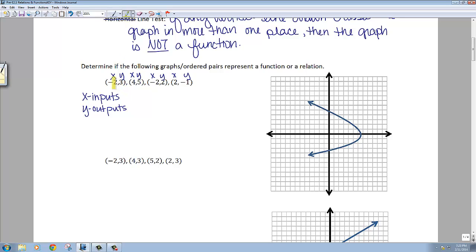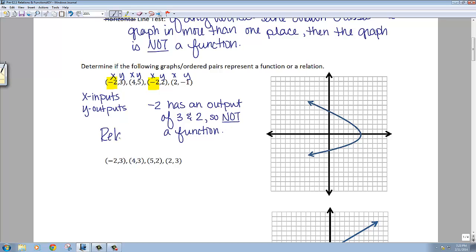Okay, and notice here I have an x that's -2 and an x that's -2. So if I have the same x, they better be going to the same y, because remember, each input can only have one output. And here notice -2 has an output of 3 and +2. So in other words, this is not a function. So not a function. Okay. So for this one, I'm just going to write relation. Okay. This is a relation.